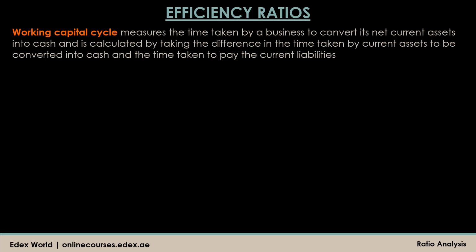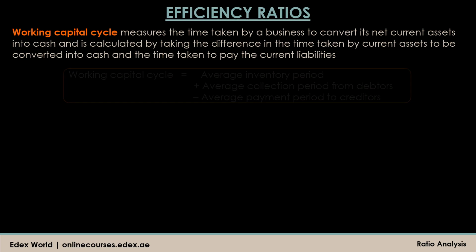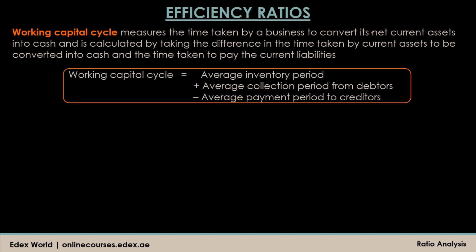Then we have the working capital cycle. This ratio is also called cash conversion cycle. How do you calculate this ratio? So we take the average inventory period, which we saw in the previous video on ratios. It is the average period or the average number of days for which inventory is held before it is sold to the customers. Or in other words, it is the average period for which the business can continue selling its current inventory, before purchasing extra inventory items.